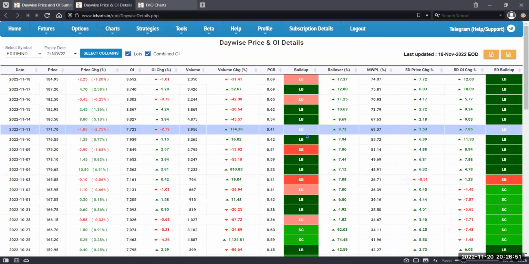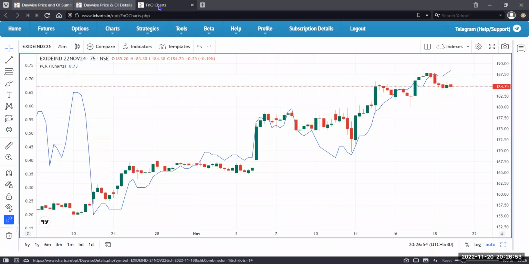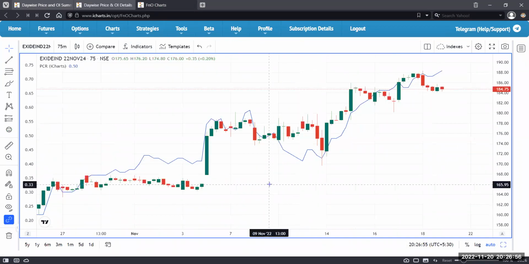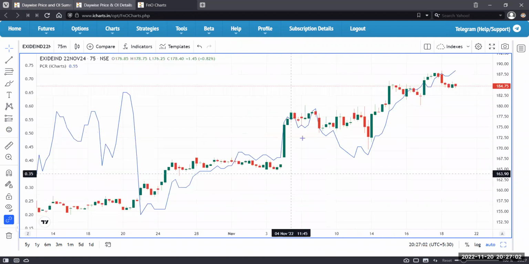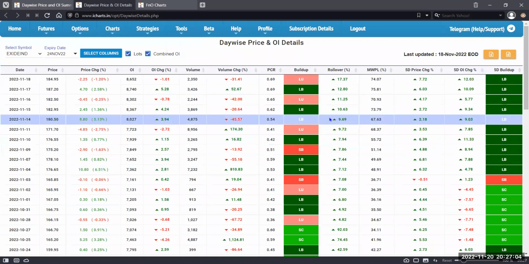This is the 9th, this is the 11th, 16th. All these are just pullbacks. This is what this indicates. So this will give you a good idea.